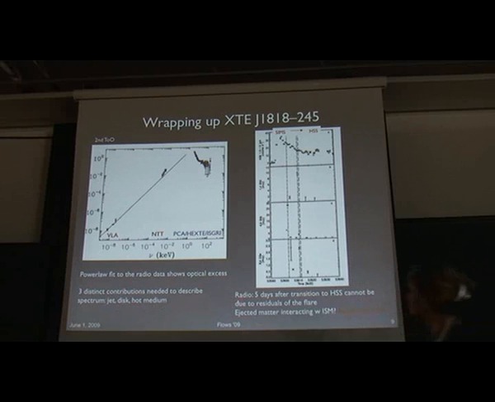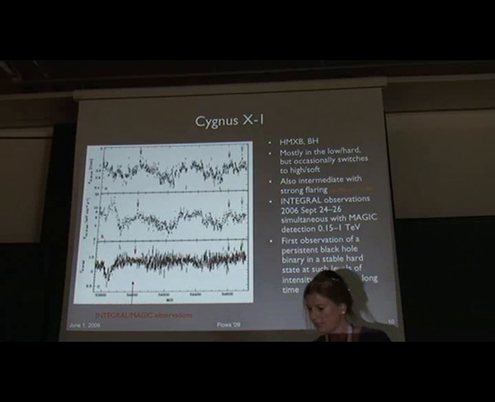And the radio, which is shown here in these three panels, is at 1.4 gigahertz, 4.8, and 8.4 gigahertz. There is some radio 5 days after the transition to the high soft state. It cannot be due to the residuals of the flare, so we think it might be ejected matter interacting with the ISM, as Stefan had suggested some years back.